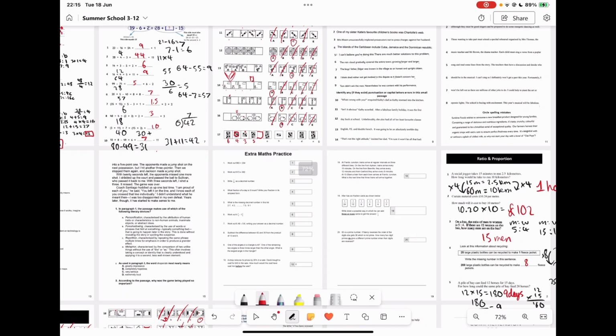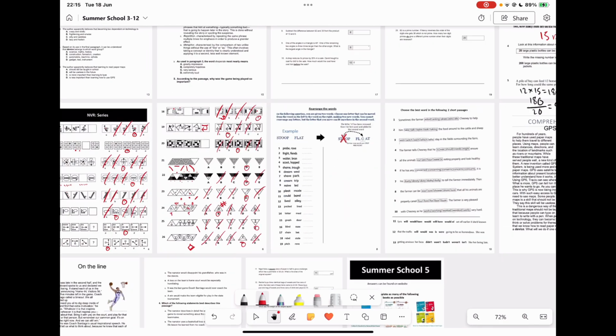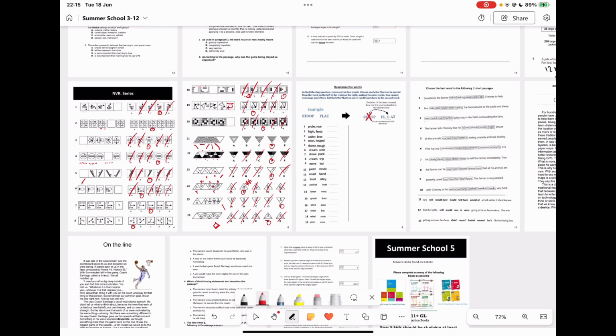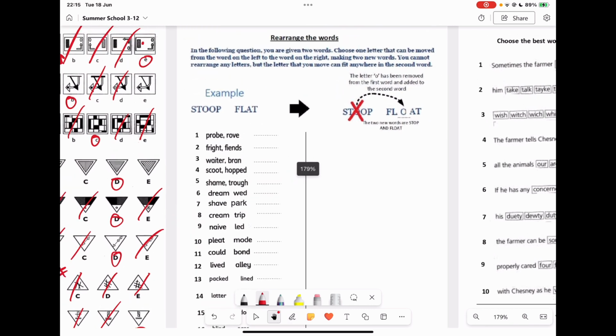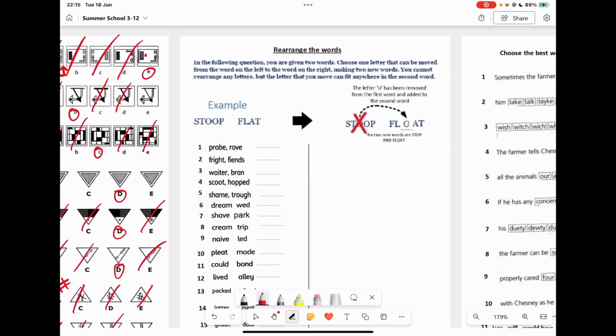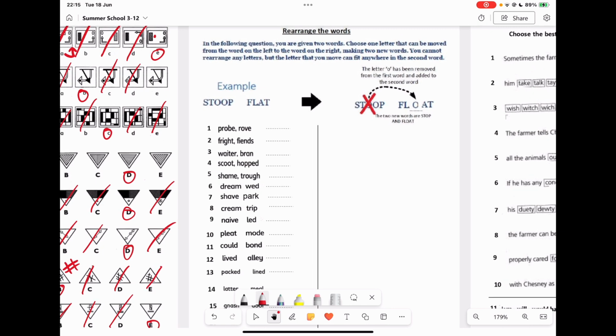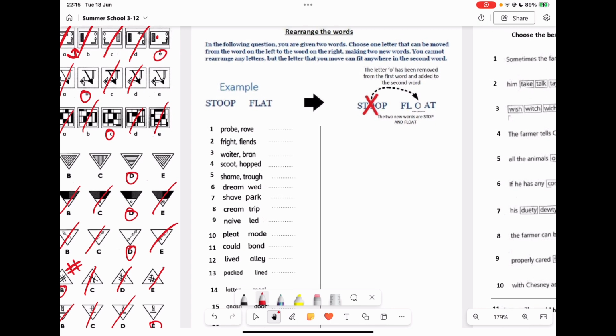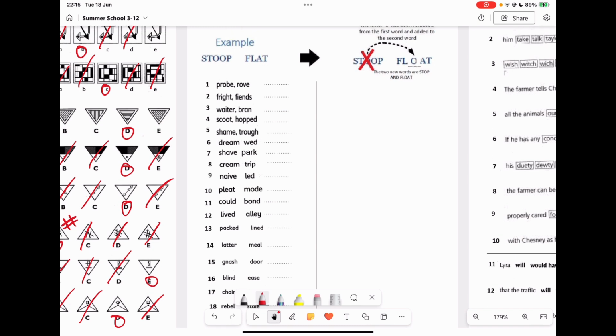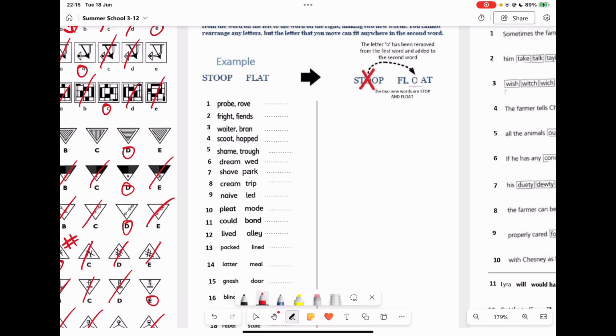Next, let's find question page 8. That's here. So, rearrange the words. In the following questions, you are given 2 words. Choose one letter that can be moved from one word on the left to the word on the right, making 2 new words. You cannot rearrange any letters, but the letter that you move can fit anywhere in the second word. So for question 1, we have probe and rove.